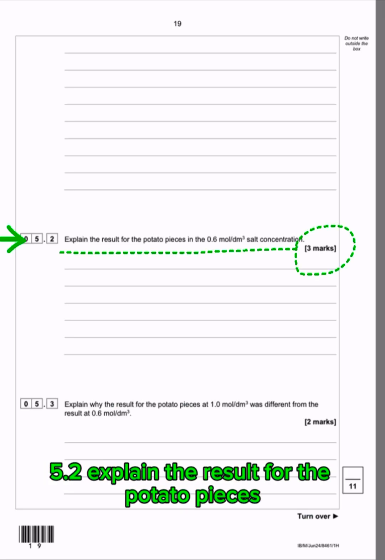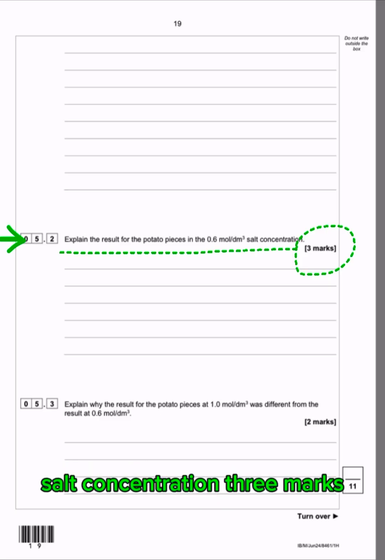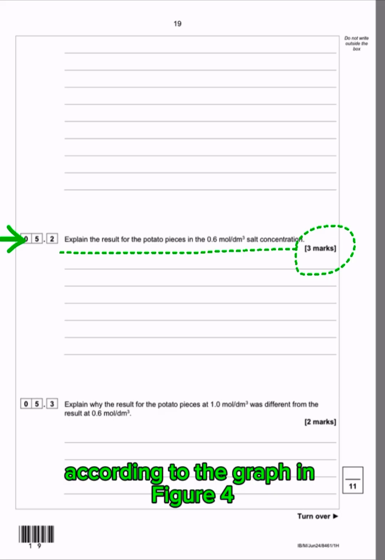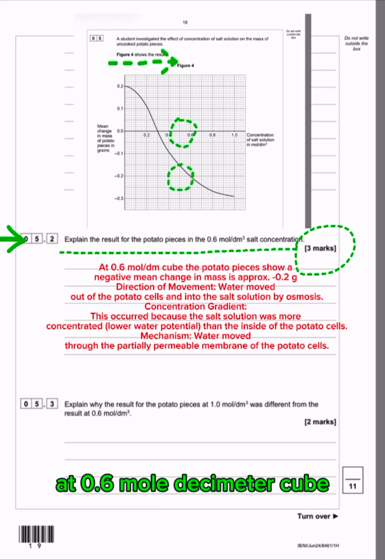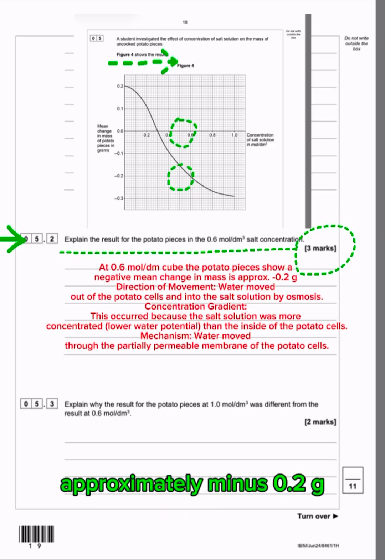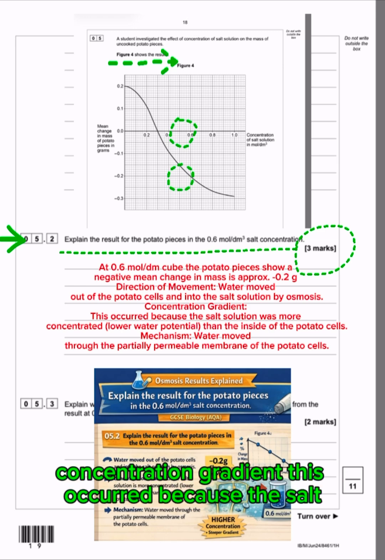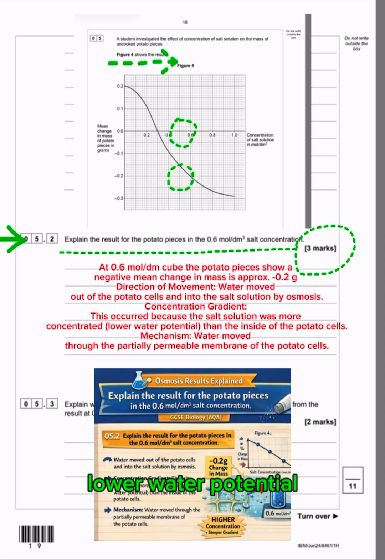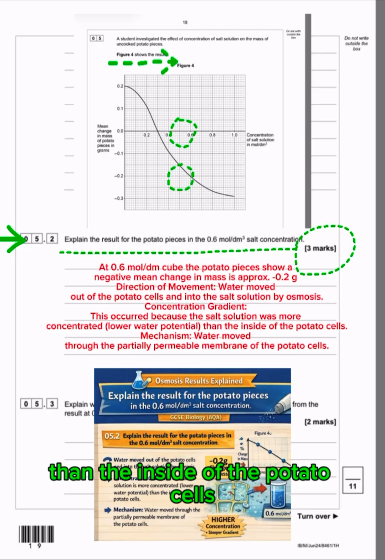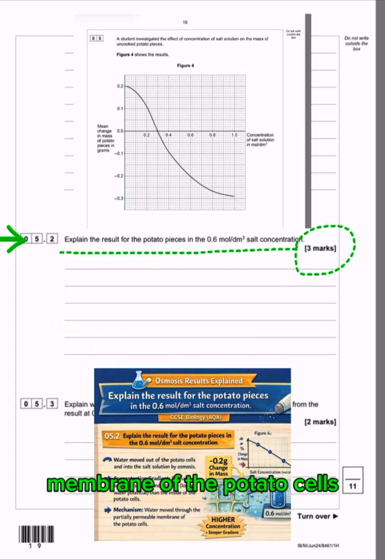5.2: Explain the result for the potato pieces in the 0.6 mol/dm³ salt concentration. 3 marks. According to the graph in Figure 4, at 0.6 mol/dm³ the potato pieces show a negative mean change in mass, approximately minus 0.2 g. Direction of movement: water moved out of the potato cells and into the salt solution by osmosis. Concentration gradient: this occurred because the salt solution was more concentrated, with lower water potential, than the inside of the potato cells. Mechanism: water moved through the partially permeable membrane of the potato cells.